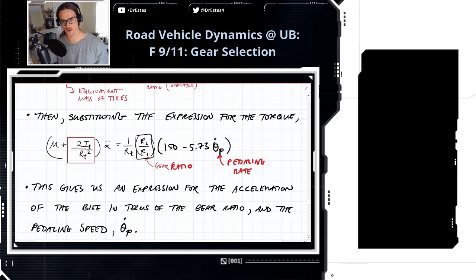Okay, now we know our goal here from day one: if you want to finish a race as fast as possible, you should be maximizing acceleration the whole time. So what we're going to do is go into MATLAB now, and we're going to plot this acceleration as a function of our pedaling rate. And we're going to look at what that function looks like for all three gear ratios. Okay, we're going to go over to MATLAB.